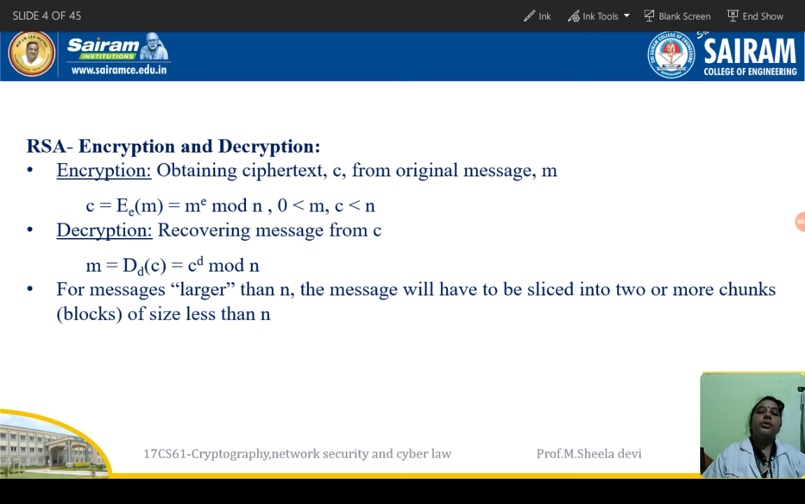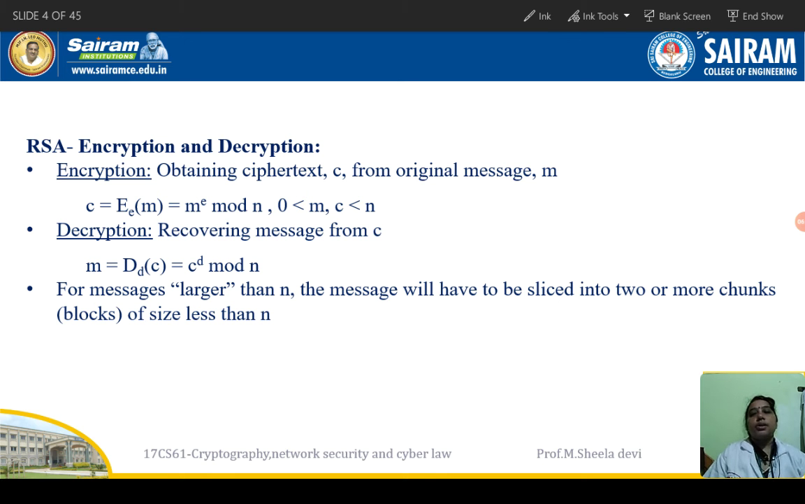So if the sender wants to send the message, first he has to encrypt the message and send. How is he going to encrypt the message? With the public key of the receiver, that is e comma n. So we use the value e. Take the message, and in the exponent put the value of e, mod n, and that will be the ciphertext. Once the encryption is done, the message is converted to the ciphertext, and the ciphertext is sent to the receiver.